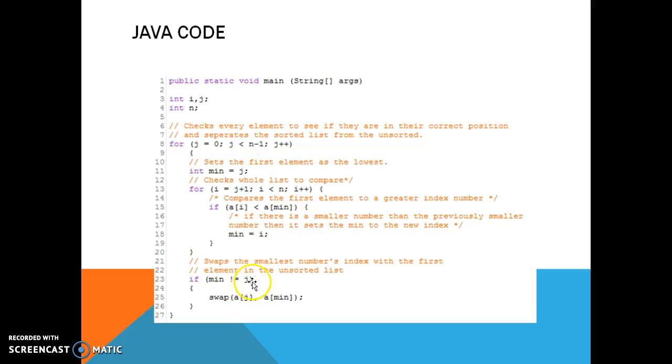If the minimum does not equal j, then you will have to swap the position of j with the minimum value until we get the whole list sorted. So this keeps on running until the whole list is sorted. And the runtime for this is n minus 1 times n. Since it will give you n squared minus n, we take the biggest term, and the big O notation will just be O(n squared).